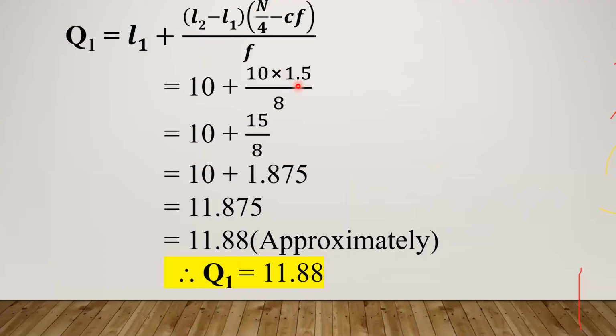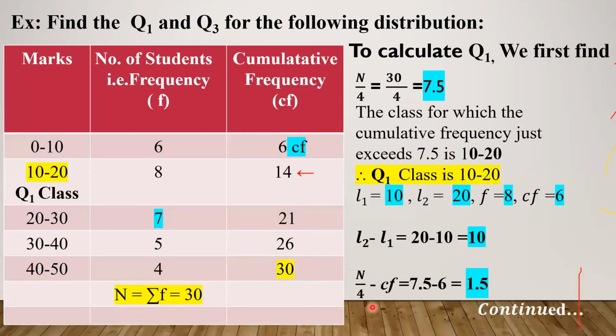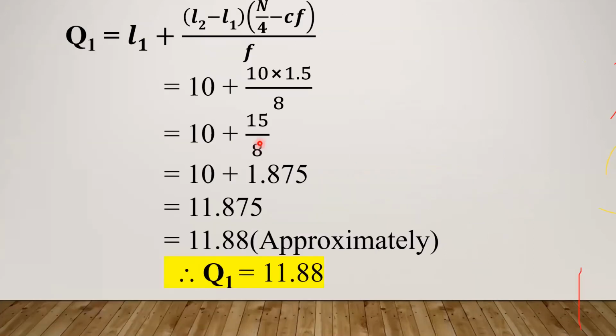The value was 1.5. You can go back to the previous slide and you can see N by 4 minus CF is 1.5. And what is F? It is 8. So F is 8. Then first you have to calculate this, and then the answer you have to add in. So 10 into 1.5 will give you 15. 15 divided by 8, if you calculate, you will get 1.875. And now you have to add it to 10. So you will get 11.875.